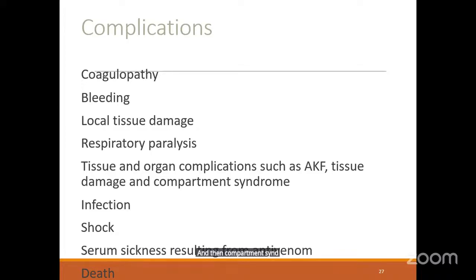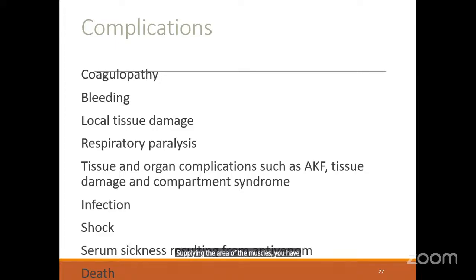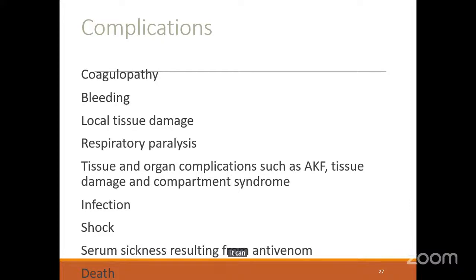Compartment syndrome is like having the pressure in the muscle so high that the vessels are so constricted that blood is not going to that area, supplying the muscles. Then you have ischemia, you have necrosis, and then gangrene. And if it's not taken care of, it can lead to gangrene, and it can lead to amputation.